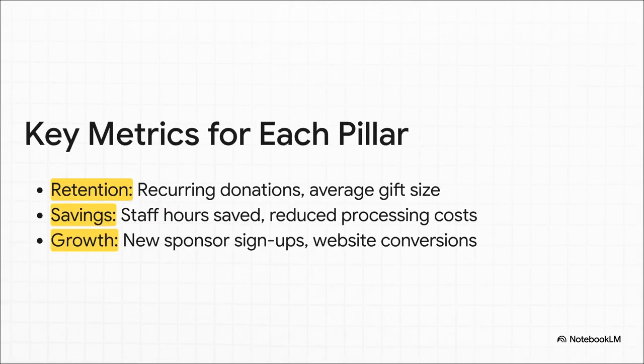And this is where it all clicks into place. Each of those pillars, well, they can be tracked with real, concrete numbers. For retention, you're going to look at things like recurring donations. For savings, you literally count the number of staff hours saved. And for growth, you're watching new sponsor signups. See, these aren't just random numbers, they are the actual data points that tell the story of your impact.